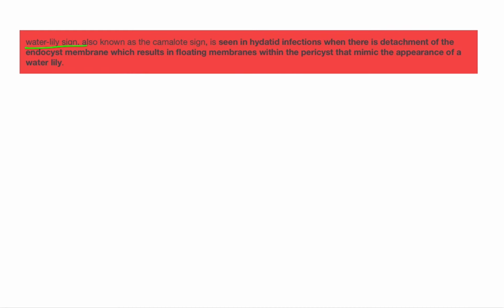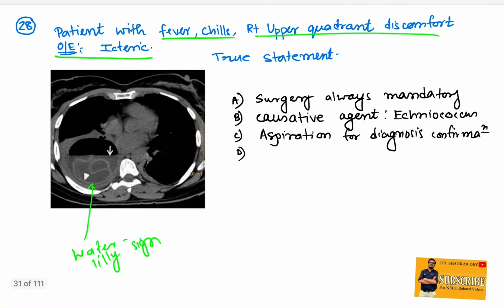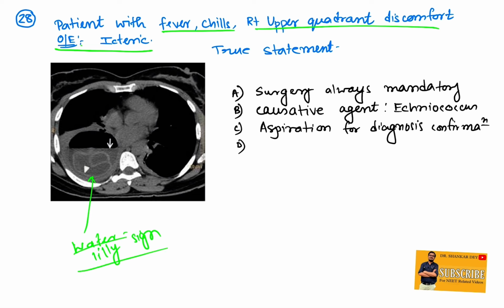So the water lily sign, also known as the camalote sign, is seen in hydatid infection where there is detachment of the endocyst membrane causing the appearance of a water lily. So this is the water lily sign of hydatid cyst. So for the true statement: surgery always mandatory, absolutely no. Causative agent is Echinococcus. Yes, the causative organism is Echinococcus. And aspiration for diagnosis confirmation, definitely no. So the causative agent is Echinococcus.